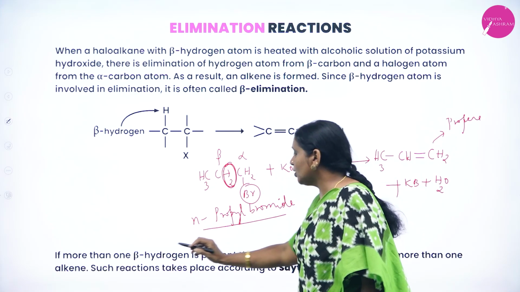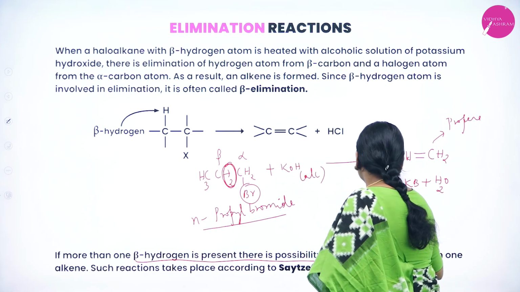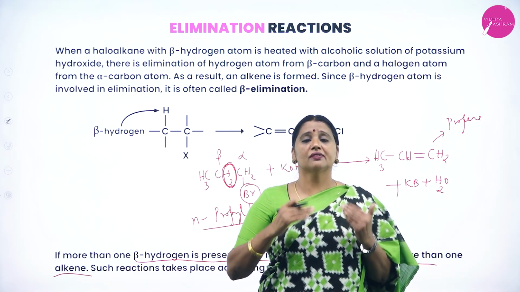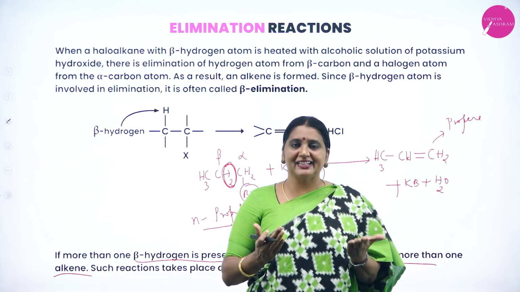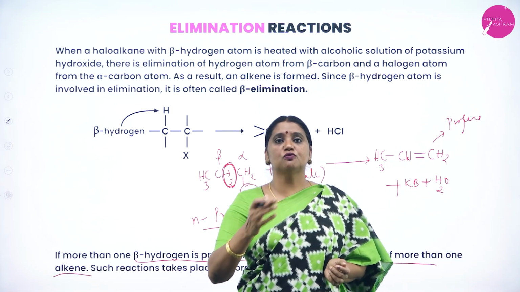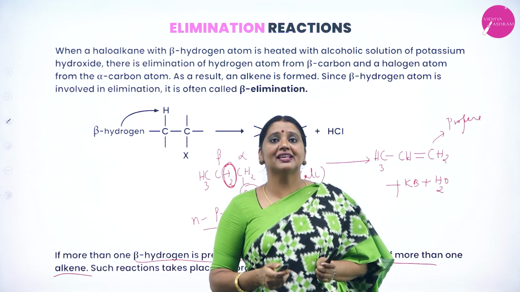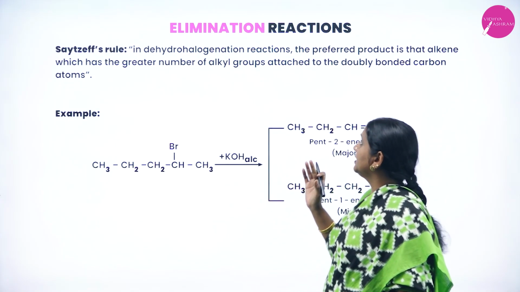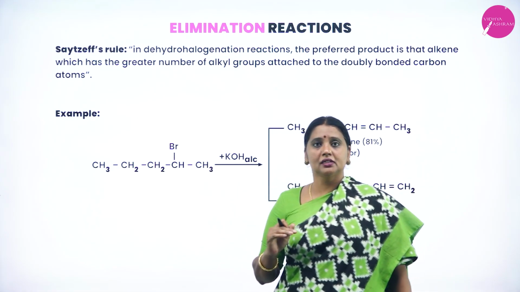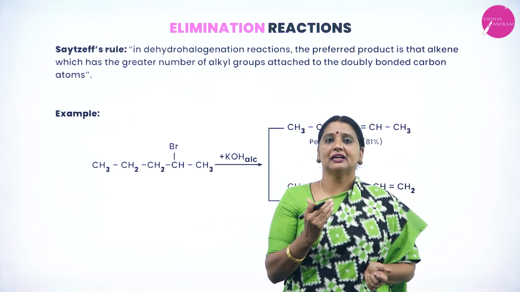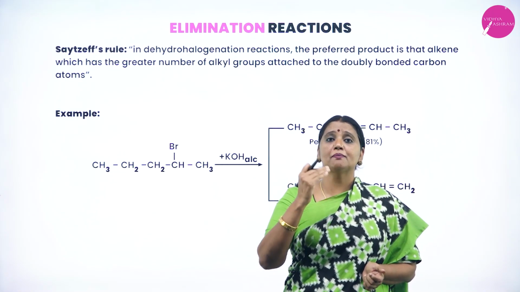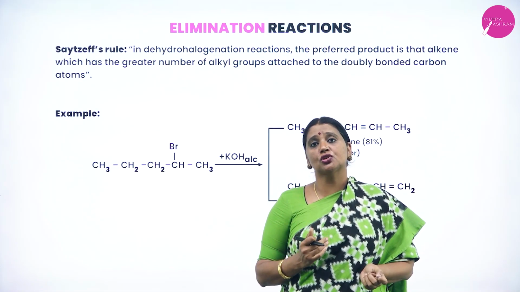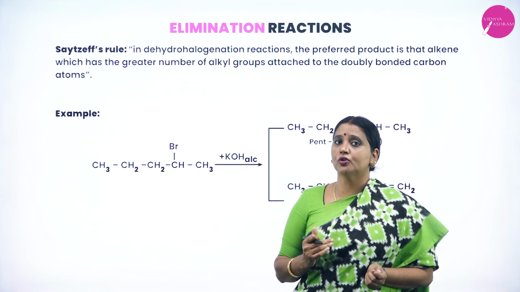Now, if more than 1 beta hydrogen atom is present, there is a formation of more than 1 alkene. First I'll explain the example, then we'll get to know how the product is formed. In some of the alkyl halides or haloalkane, they contain 2 or more beta carbon. Then it has more number of beta hydrogen. So during that reaction, there is a formation of more than one alkene.